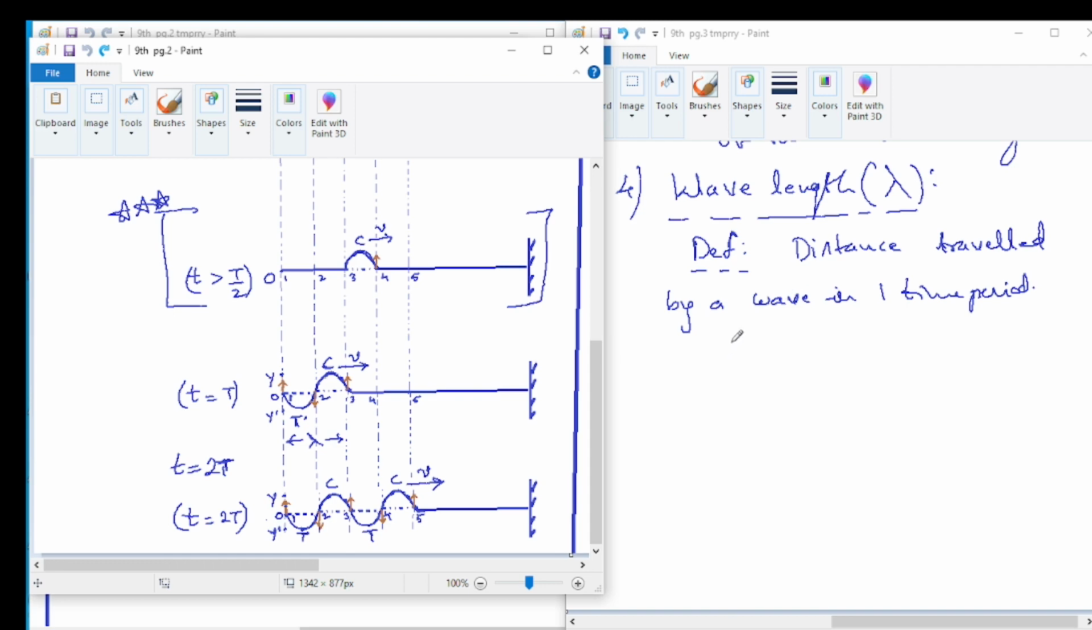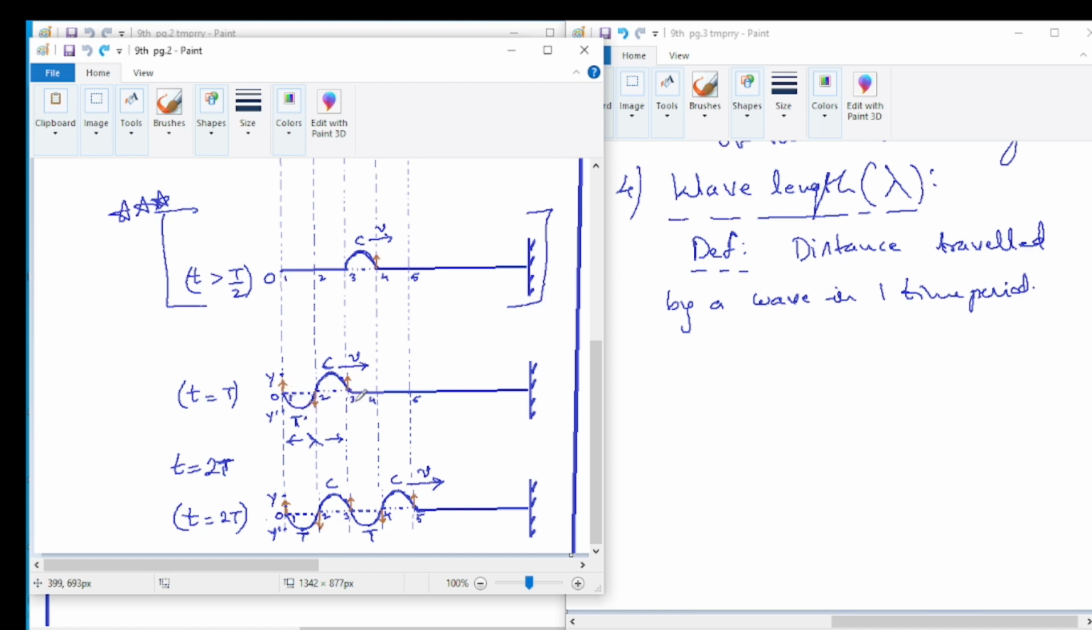Though I am not writing the second definition here, just look at it, it can be understood directly from the diagram itself. Now here you see, what is this distance? Already we have seen that it is equal to the wavelength. It is the distance between the two ends of the wave. This is called one complete wave, one crest and one trough.